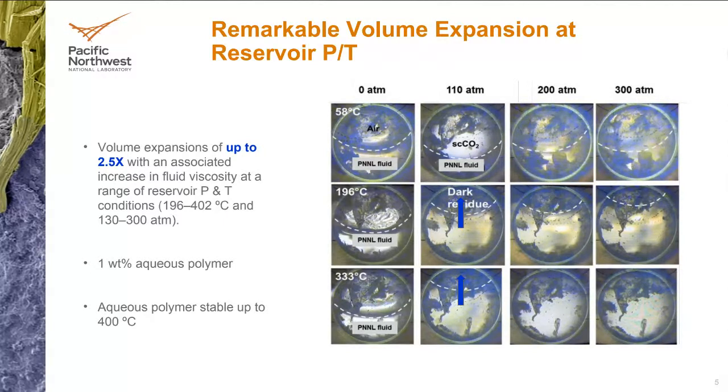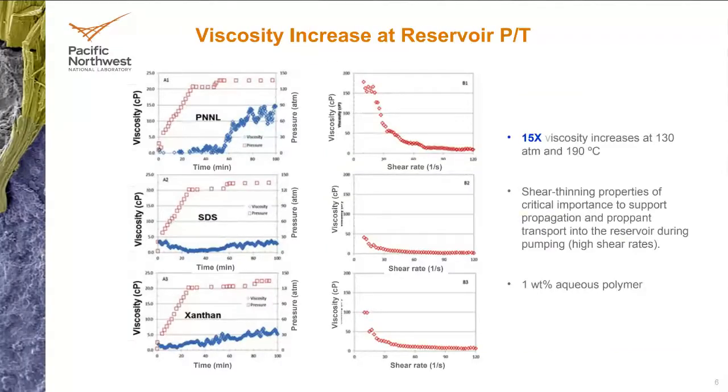Obviously, like I said before, together with the changing volume, we see a change in viscosity. So the viscosity of the fluid increases for the PNNL fluid as compared to, for example, sodium dodecyl sulfonate or xanthan. These are typical surfactants used in the oil industry, where the viscosity doesn't change with the pressure of CO2, but it did change for the polymer solution upon reaction.